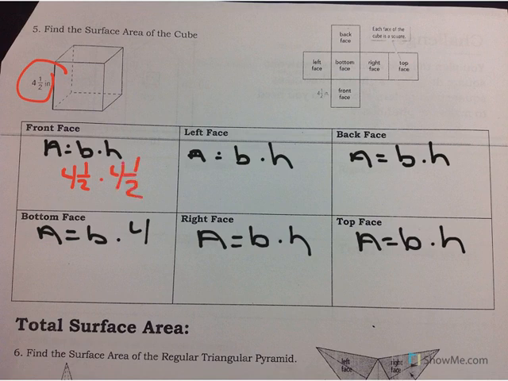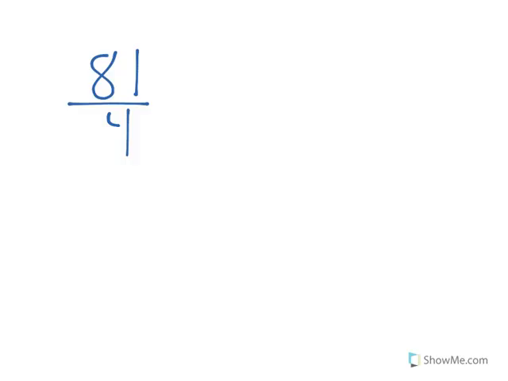So when I have these, I'm going to have to change them to improper fractions and then carry it over. So 2 times 4 is 8 plus 1 is 9 over 2. And the other one's going to be 9 over 2. So when I multiply that out, I get 81 over 4. I'm going to go to the next page and show you my work.